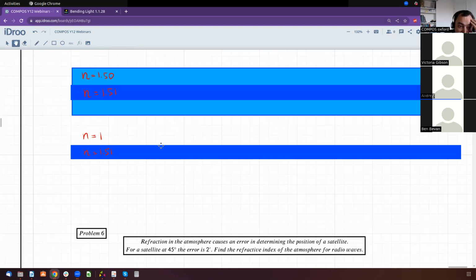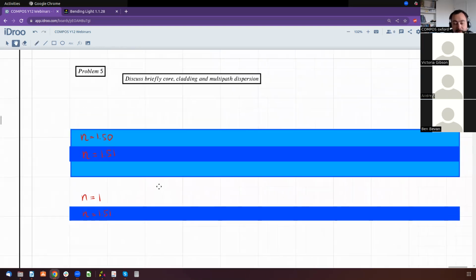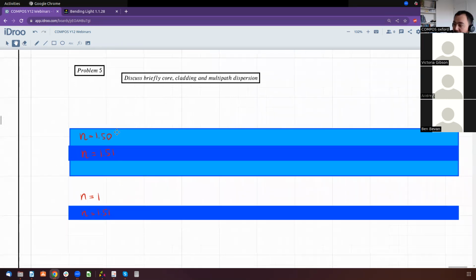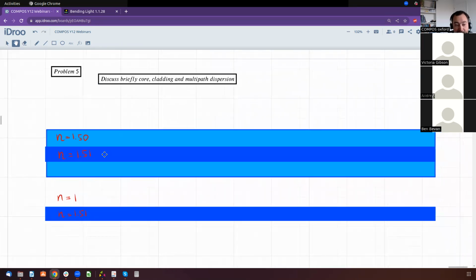We can find the critical angle for both scenarios. So let's say we have an optical fiber with a core and cladding, and here we have an optical fiber with just a core, just a glass rod. So what's the critical angle in scenario 2? Can somebody calculate really quickly?